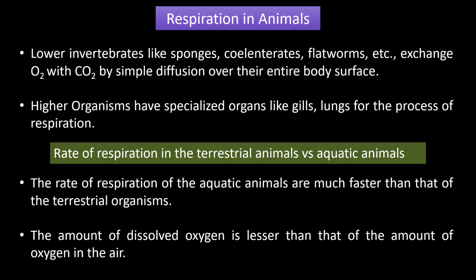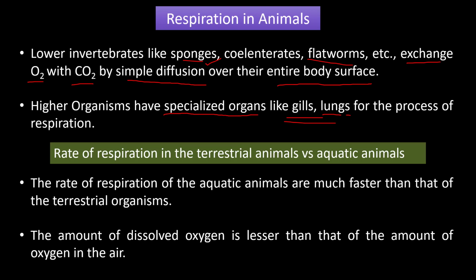Now let us understand the respiration in animals. We'll just learn about it in basics. The lower invertebrates, for example the sponges, the coelenterates, flatworms. Here the exchange of gases, that is both the O2 and CO2, occurs by simple diffusion over their entire body surface, right? These are the organisms which are not very complex, simple, small, and that's why the simple diffusion occurs over the entire body. But when we talk about the higher organisms, there is the presence of specialized organs. For example, gills are there, lungs are present, and they take care of the process of respiration.